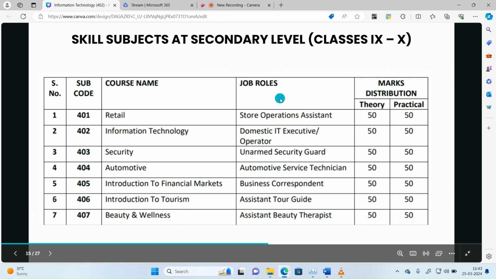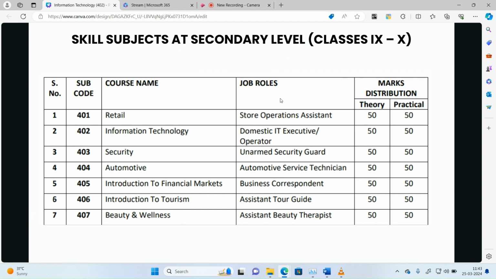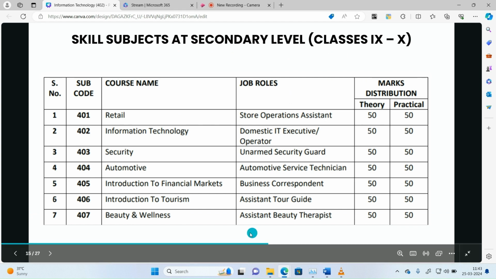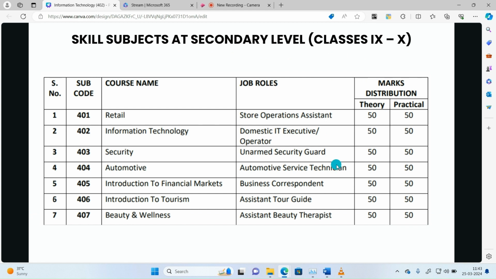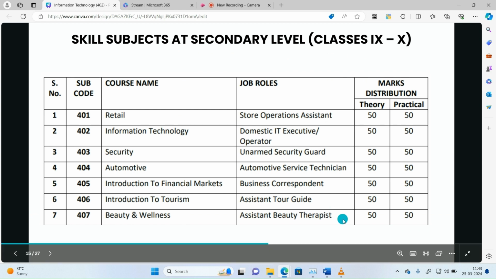That is, if you complete these courses, you are eligible, you are entitled for these job roles. For information technology, the job role is domestic IT executive or operator. For security, it is unarmed security guard. For tourism, it is assistant tour guide. Beauty and wellness, it is assistant beauty therapist.